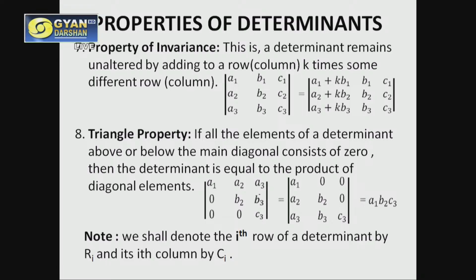In this case, the value of the determinant will turn out to be a1 b2 c3, that is, multiplying the diagonal elements. Similarly, if we have a lower triangle matrix, a1 0 0, a2 b2 0 and a3 b3 c3, over here the upper triangle elements are 0 and the lower triangle elements are not 0. As a result, the determinant is obtained by multiplying the diagonal elements, that is a1, b2 and c3. This is a very important property.